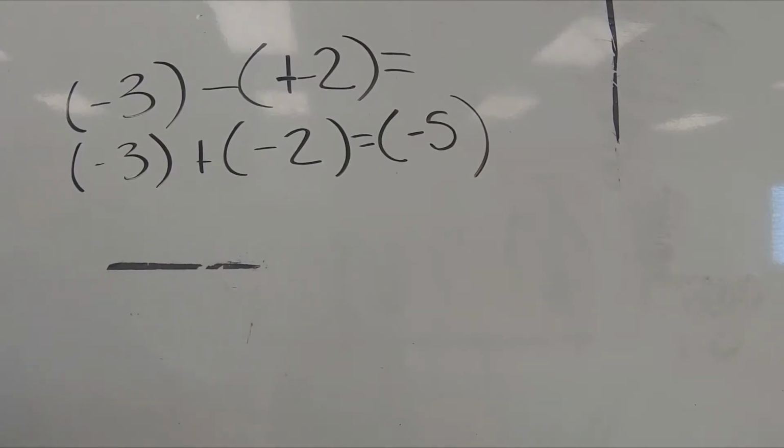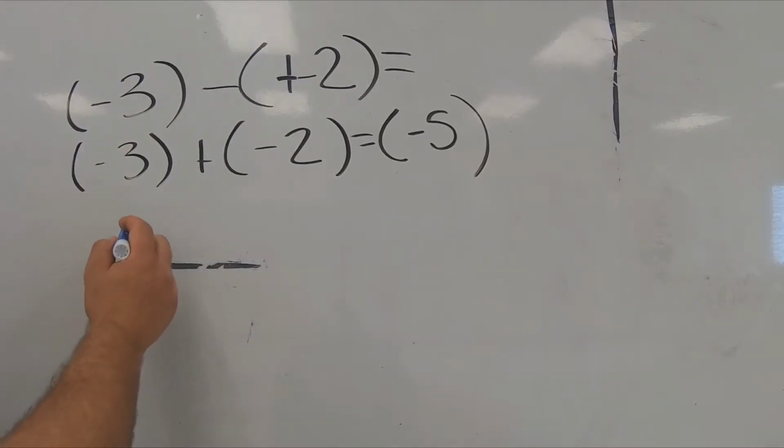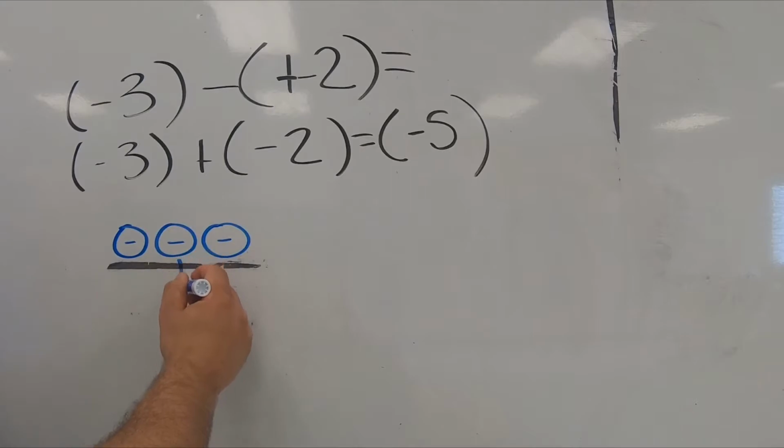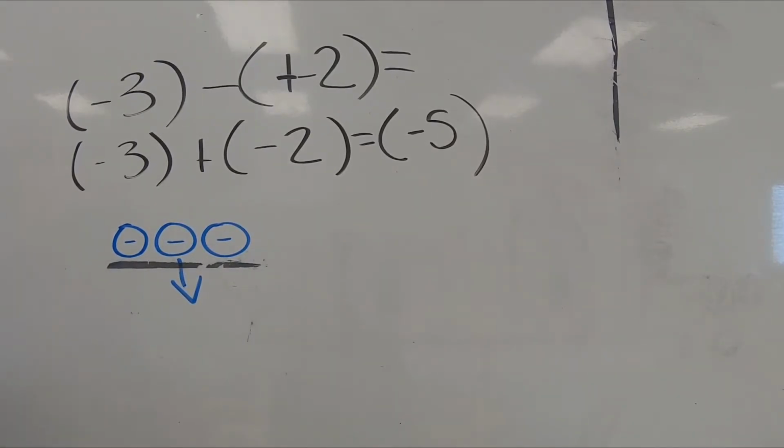Modeling this, however, is going to be a bit trickier. Let's see if we can do it, though. Always begin with what you have. I have 3 negatives, so let's just draw our 3 negative chips. Here's the problem. Do I have any positives to take away? And the answer is no, I don't. I don't have any positives. So how am I supposed to take away positives if I don't have any to take away? Well, that is going to be interesting.